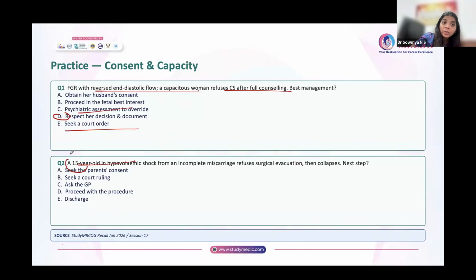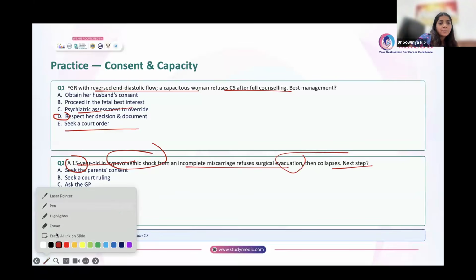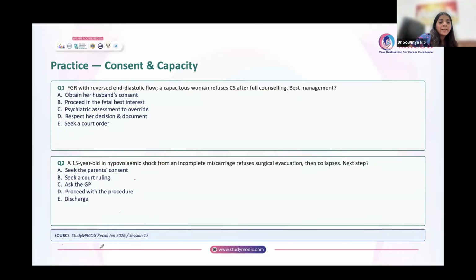A 15-year-old in hypovolemic shock from an incomplete miscarriage refuses surgical evacuation. What is the next step? She collapses. You were trying to talk to her, she was actually talking and then she collapses. So what do you do? Obviously, according to medical ethics, you proceed in her best interest. Correct? And this reminds me of one of the questions which generally comes.